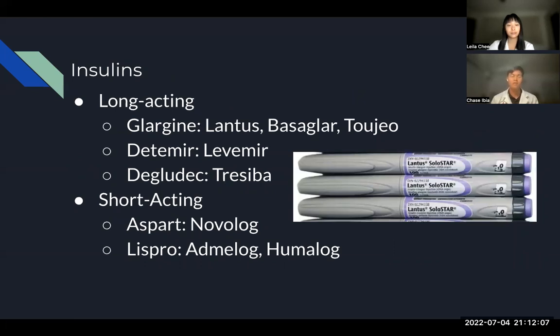And next are the insulins. Most common ones are long-acting and short-acting. Long-acting agents include Lantus, Basaglar, Toujeo, Levemir, and Tresiba, and short-acting include Novolog, Admelog, or Humalog.